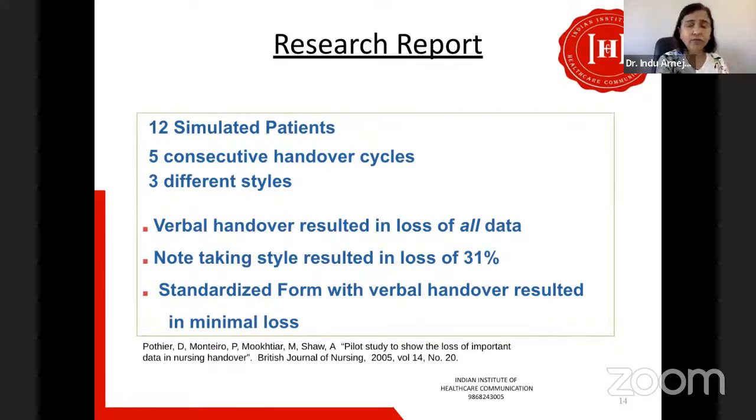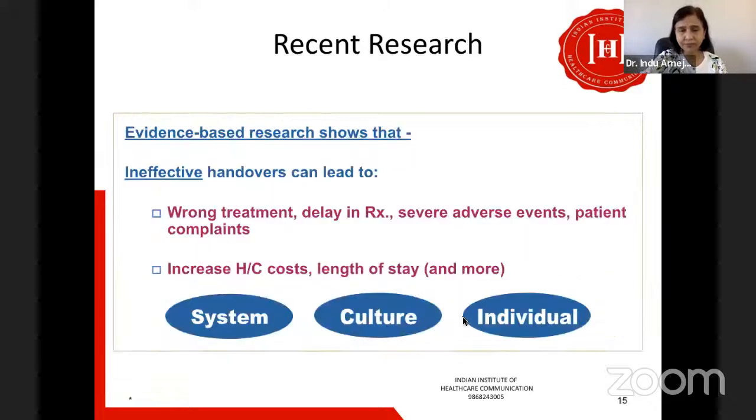In the verbal handover, almost all the data was lost because we forget 80% of what we discussed within 24 hours. In notes, when we are creating notes, it resulted in loss of 31% of the data. Still, it was better than the verbal one. That's why we are using it more often in our setup. But the best one was where you actually follow a standardized form, but also you have a verbal handover going bed to bed, which led to minimum loss.